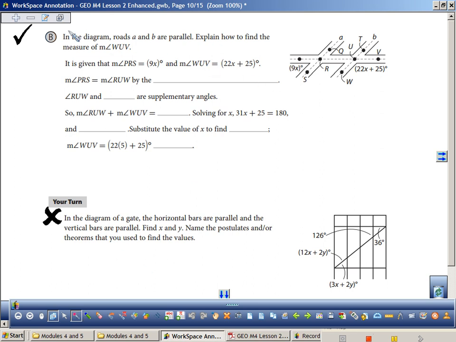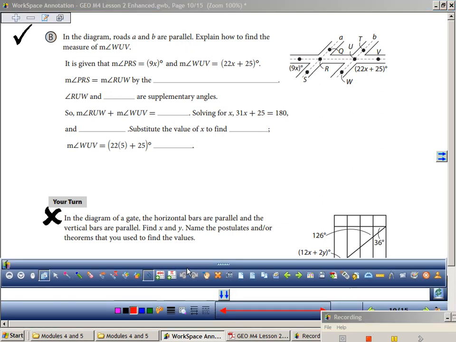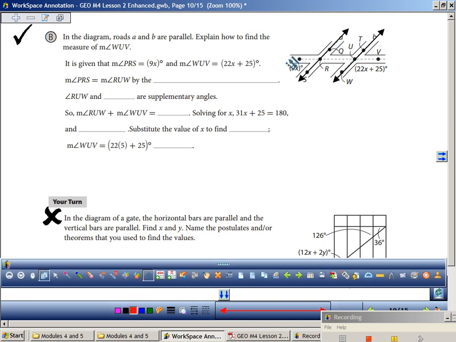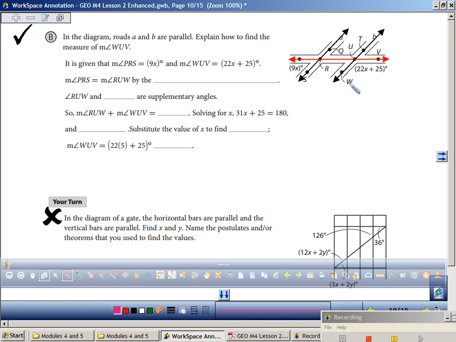Okay, back up here, guys. All right, so in the diagram, roads A and B are parallel. So I'm going to draw that. Black, so this is parallel. I need the talking to stop, guys, until I ask you. So these are parallel, and this is my transversal. Okay, so find the measure of angle WUV. WUV is right here. That's what I'm trying to find.